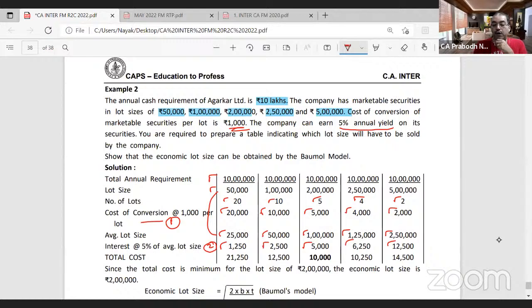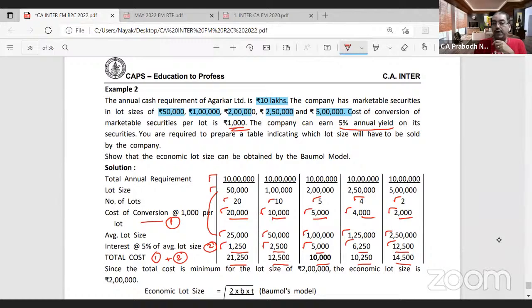So what is my total cost? The total cost is the conversion cost plus the interest forgone. 20,000 plus 1,250 is 21,250. 10,000 plus 2,500 is 12,500. 5,000 plus 5,000 is 10,000. 4,000 plus 6,250 is 10,250. 2,000 plus 12,500 is 14,500.